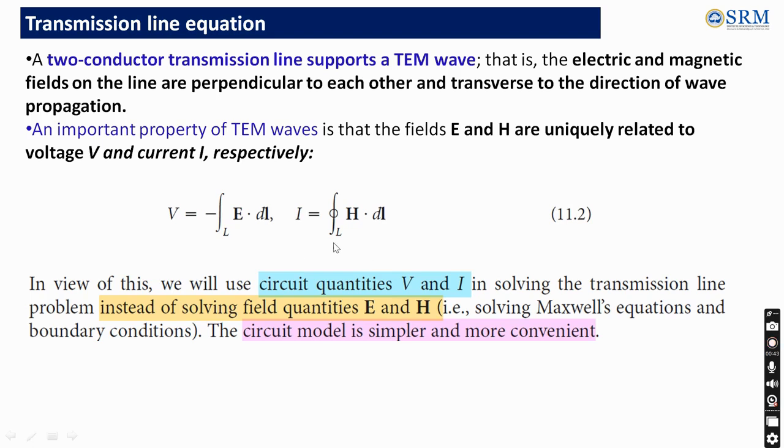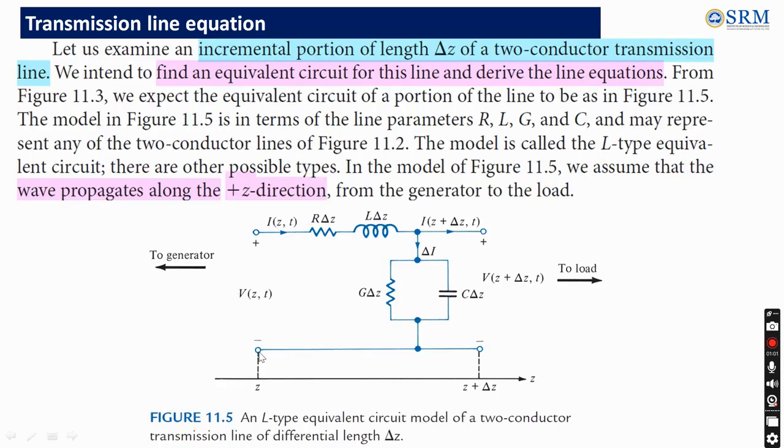Based on this, we are going to use the circuit quantities, voltage and current, in solving the transmission line problems instead of going for the field quantities E and H, where we would have to solve using the Maxwell equations and boundary conditions. Why we choose circuit quantities: the circuit model is simpler and more convenient. We have already seen the two-conductor transmission line equivalent circuit is represented by resistance and inductance in series and conductance and capacitance in parallel.